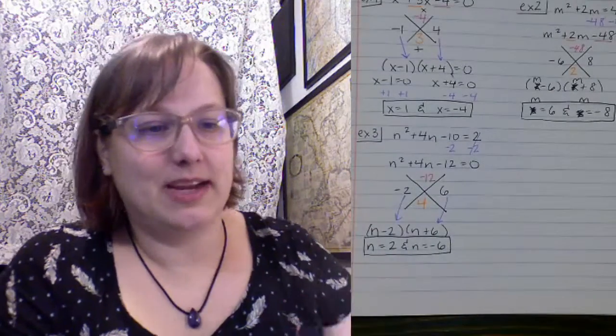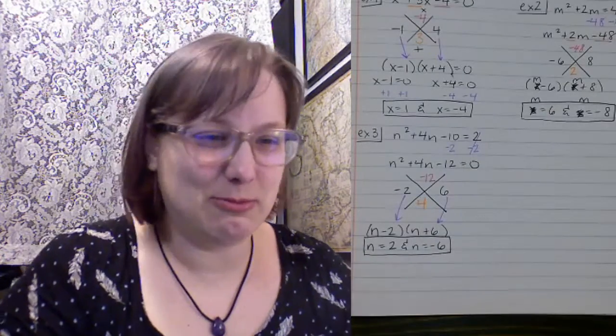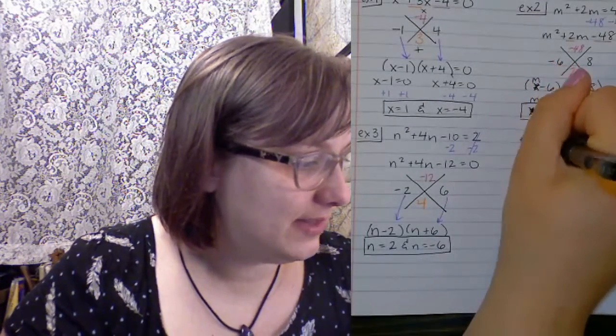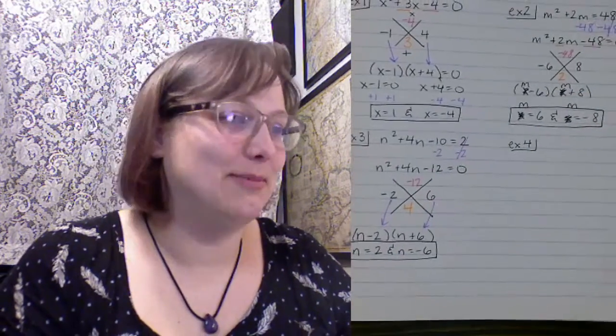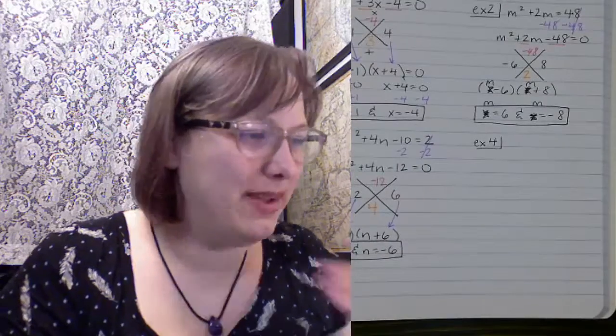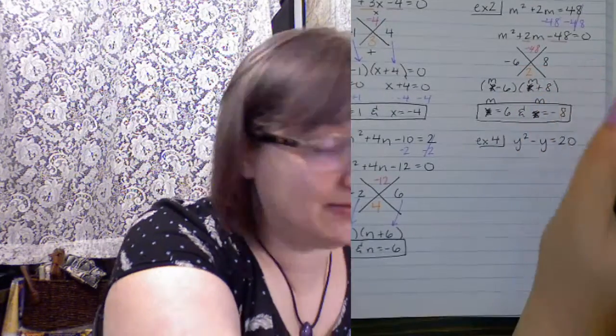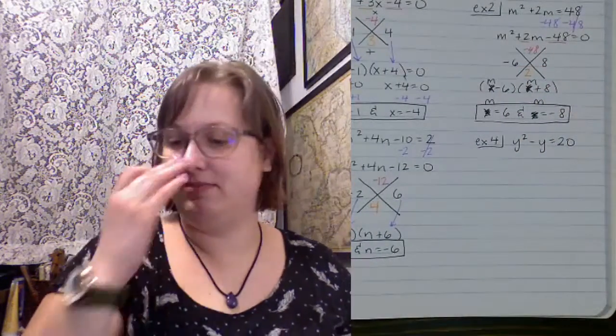Once again, totally fine if you just want to do the homework. I'll do one more example because I don't really like this open space because I have a little tiny bit of OCD. So we'll just do one more problem. We'll make it a negative in the middle. Let's do y squared minus y equals 20. Let's do that one.